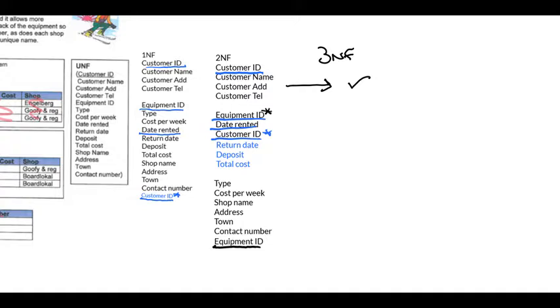In the middle table here, all those fields we already established relate to all 3 of the attributes of the compound key, so that would just come across. So it's this table here.